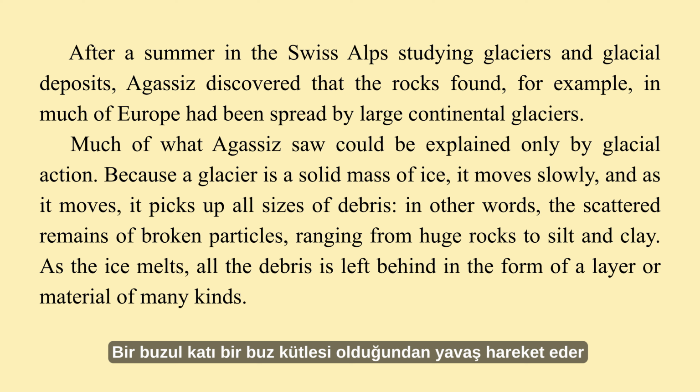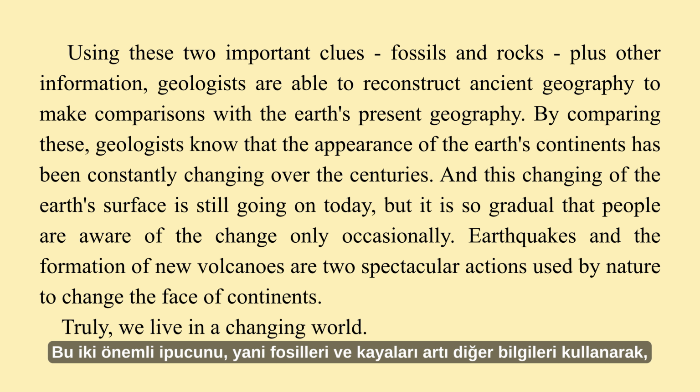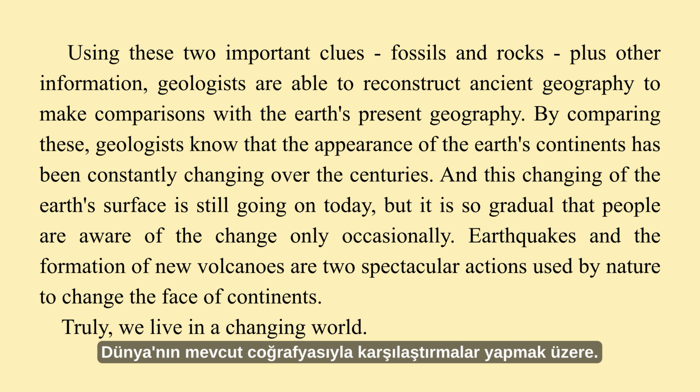Because a glacier is a solid mass of ice, it moves slowly, and as it moves, it picks up all sizes of debris. In other words, the scattered remains of broken particles, ranging from huge rocks to silt and clay. As the ice melts, all the debris is left behind in the form of a layer or material of many kinds. Using these two important clues, fossils and rocks plus other information, geologists are able to reconstruct ancient geography to make comparisons with the Earth's present geography.